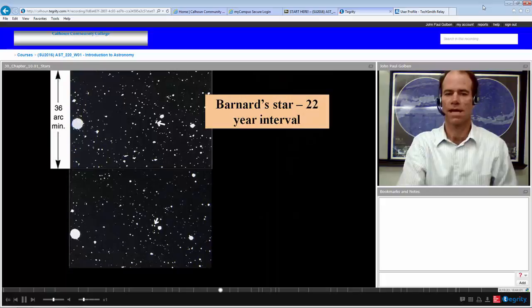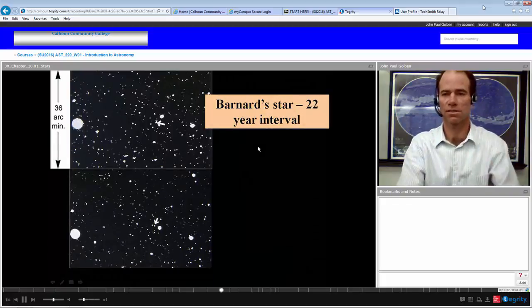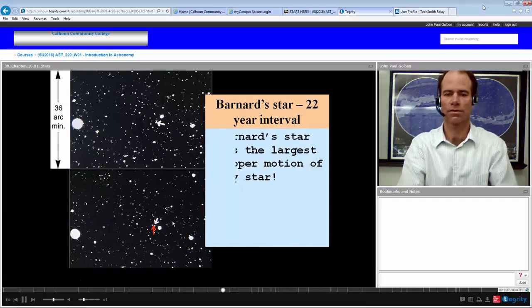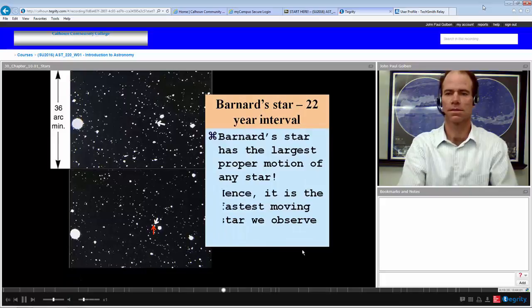Here's an example of proper motion. If we look at Barnard's star, which we said was the second closest star to us, here's how it looks over a 22-year interval. It has the largest proper motion of any star. Hence, it's the fastest moving star we observe.